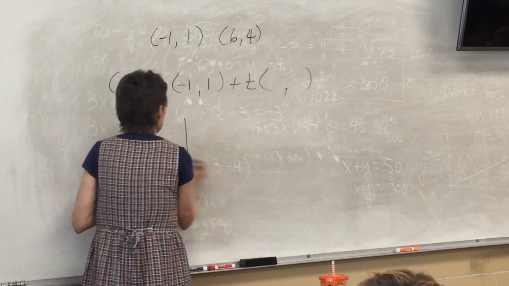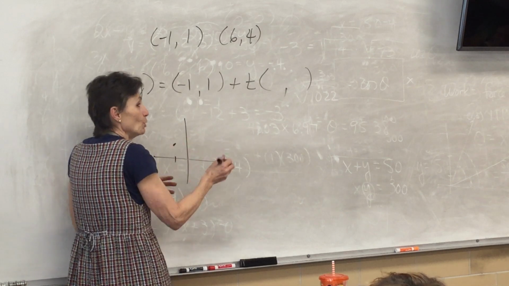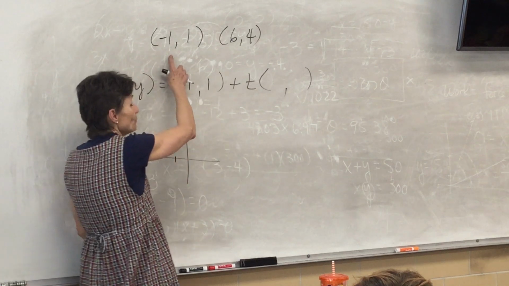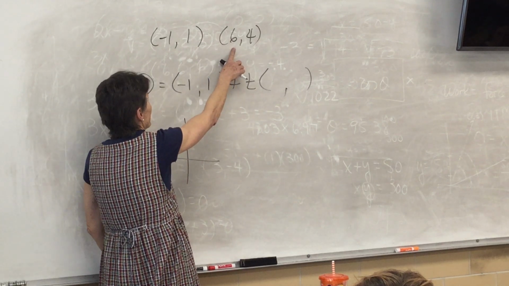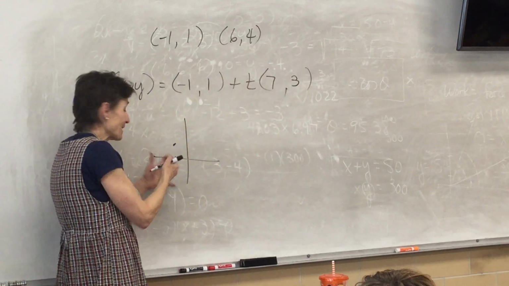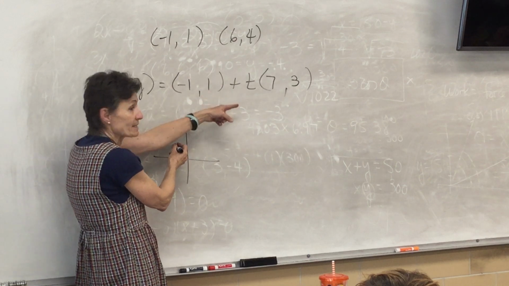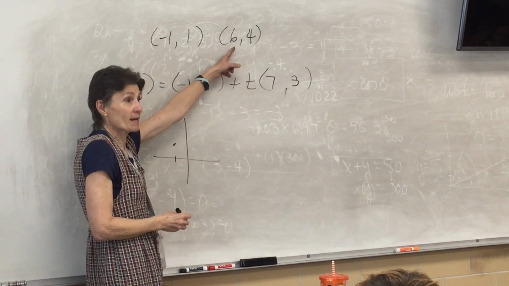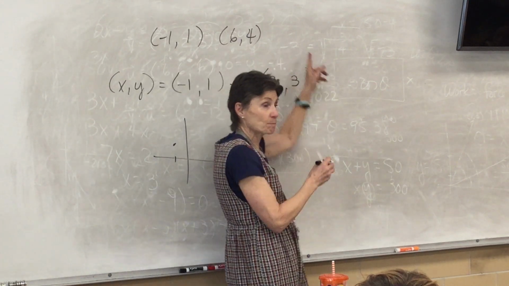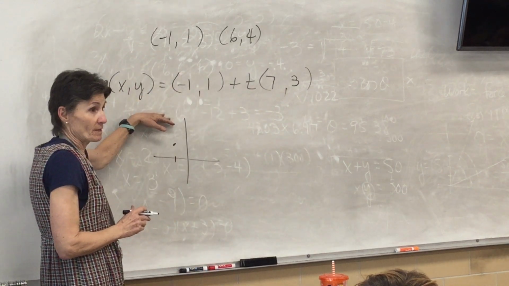What this equation is doing is saying, okay, you have this point. Now, how do I move to get to the next point? Well, how do you move to get to the next point? 7, 3. So what that says is simply, if you start here at this point, and you go right 7 and up 3, you will be at the next point. And then if you go right 7 and up 3 more, you'll be at the next point, and so on and so on and so on. This is called the vector form of the line.